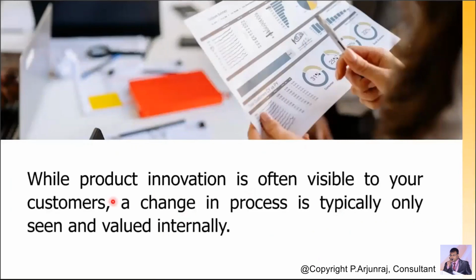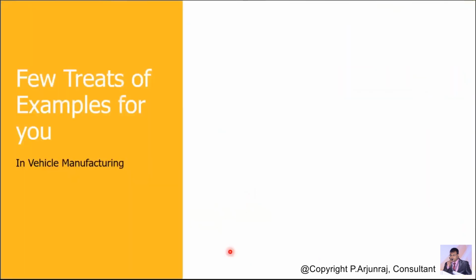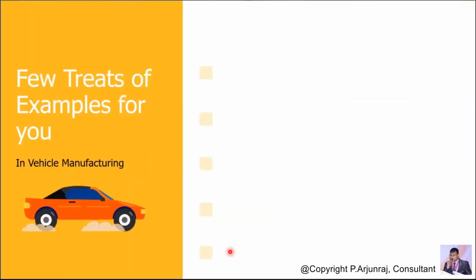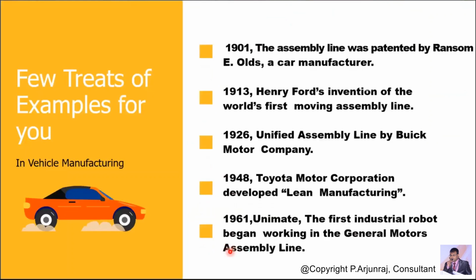Product innovation is the one which is visible to your customer, and a change in process is typically seen inside your company, and this has been valued internally. And product innovation has been seen by the people, by the customer. And these are a few examples of value innovation in manufacturing.